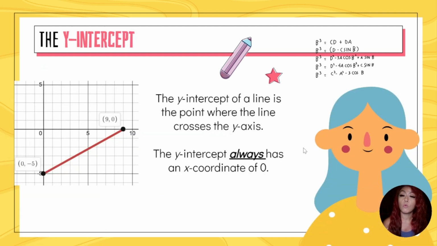Now let's take a look at the y-intercept, another very important characteristic of a line. Your y-intercept is the point where the line crosses the y-axis. Notice how the y-intercept always has an x-coordinate of 0. So if we look at our line here on our graph, our y-intercept is right here at -5.